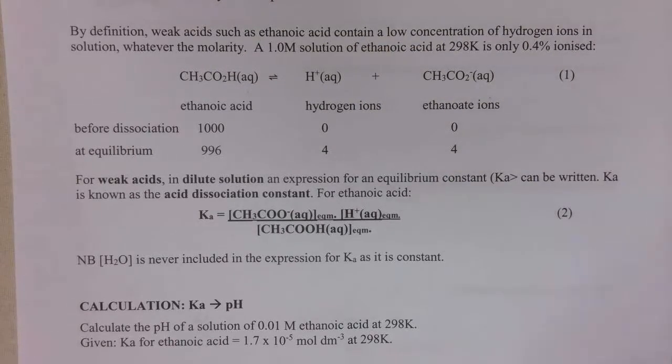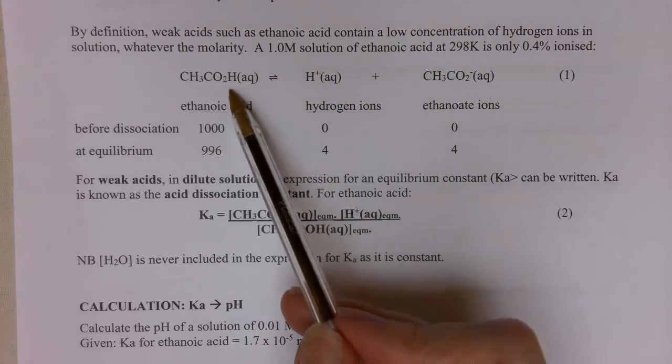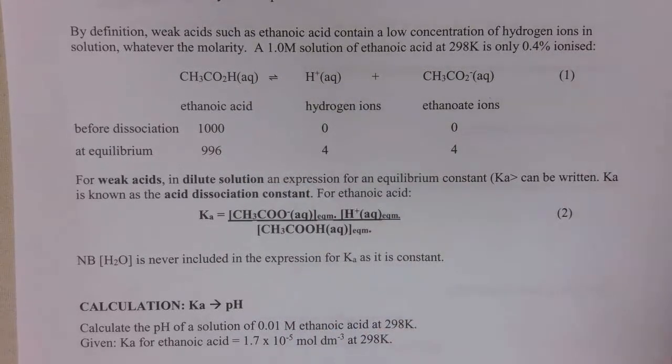Now, this means that you can't just plug in the concentration of the acid and assume that it's equivalent to the concentration of the hydrogen ions, because so little of this has dissociated, unlike something like hydrochloric acid, which is mostly our hydrogen ions or our H3O positive ions and our chloride ions. For this one, we have to use a new expression.